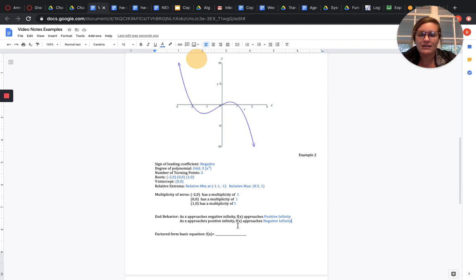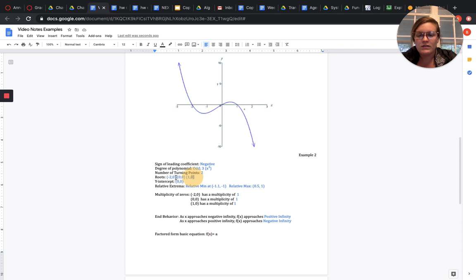Now let's knock out this lovely factored form basic equation. So remember, I say basic because we're not actually solving for that leading coefficient yet. So we just know that there's this a value in front. That's a transformation upon this function. There is, again, a way to do it, but right now we just want to get all the other characteristics based upon what we found here to put in our equation. Okay, we'll save that for later.